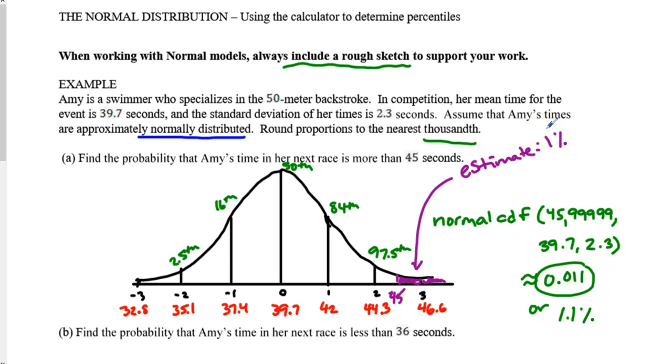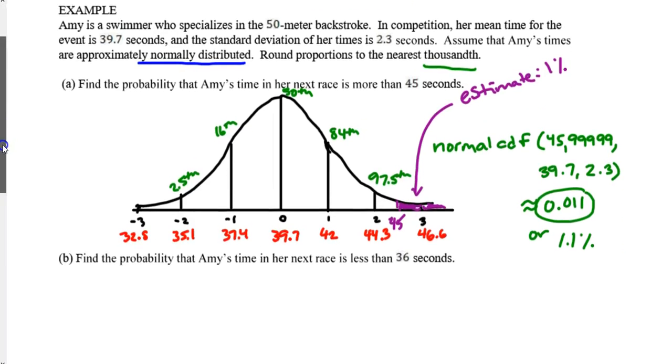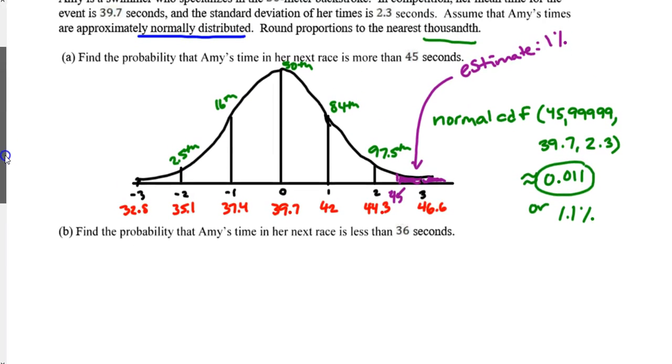Okay, and that's kind of the idea here. We're going to do that a couple more times, using the estimate and using the normal CDF feature. We're going to do one together, and I'll have you do the final one on your own. So the next one we're going to look at is less than 36. This is going to be easy because we already have the sketch. We don't have to start from scratch. So let's do this one in a different color. Go ahead and mark where 36 is. Probably about like right in here.